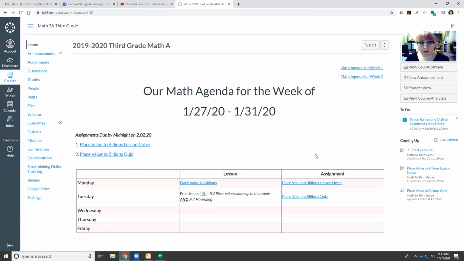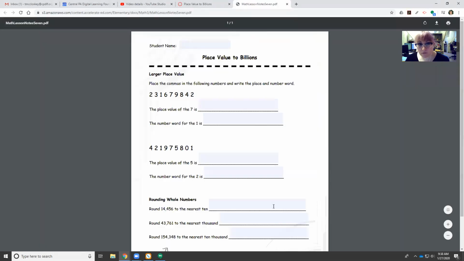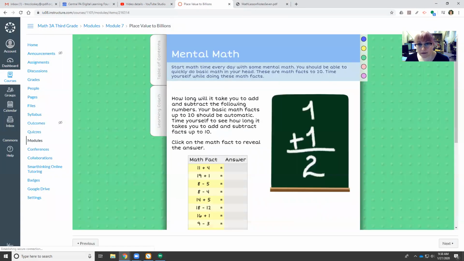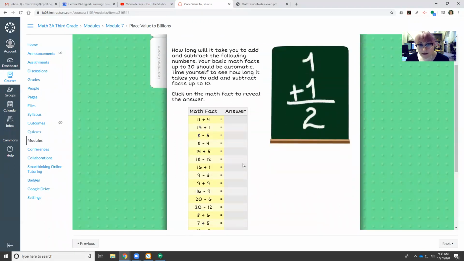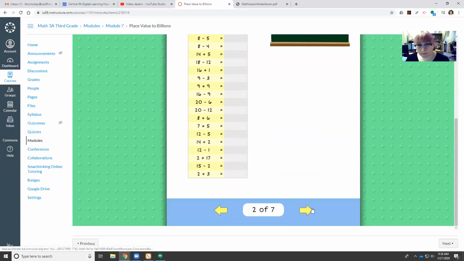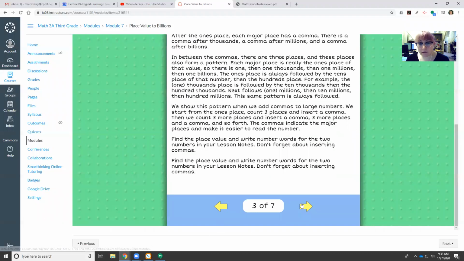Math A. You're going to be working on place values to billions today. So you always open up your lesson notes and print these out because you're going to use them throughout the lesson. So you can start out with some mental math, and unfortunately there's not a read aloud option here. Then you're going to work on larger place value, identify place value in very large numbers. So if you worked on place value before, now you're going to work on it getting into higher numbers like the billions.